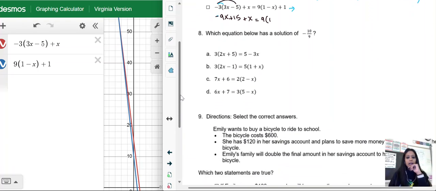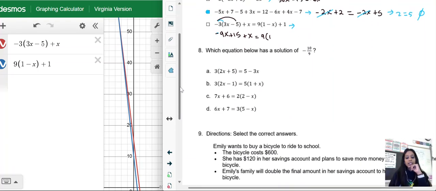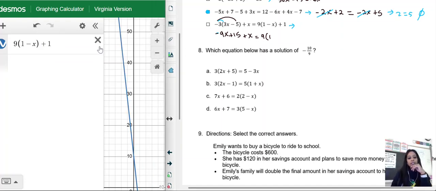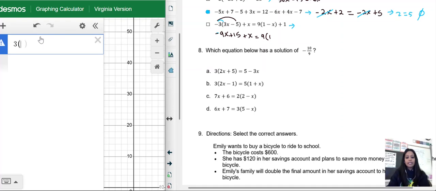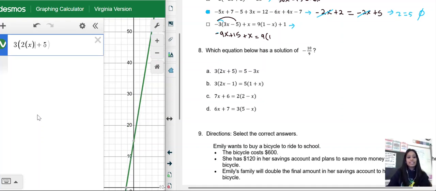Okay. All right. Which equation has a solution of negative 10 over 9? To see if it's a solution or not, you would plug the solution in the left side, and then plug it in the right side. And if the two numbers match, then it works out. So let's say you have the left side, 3 times 2x plus 5. Before I take out the x, let me put parentheses around the x, and then substitute my solution.